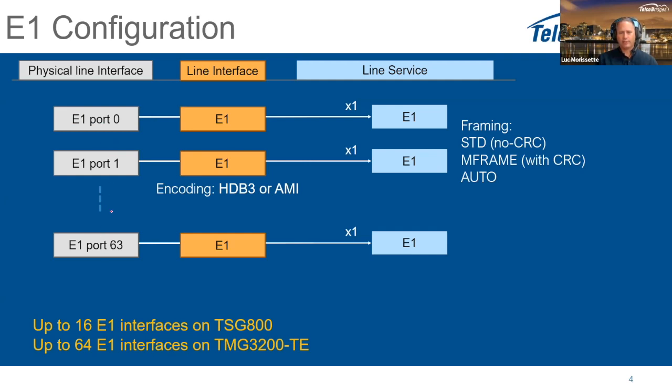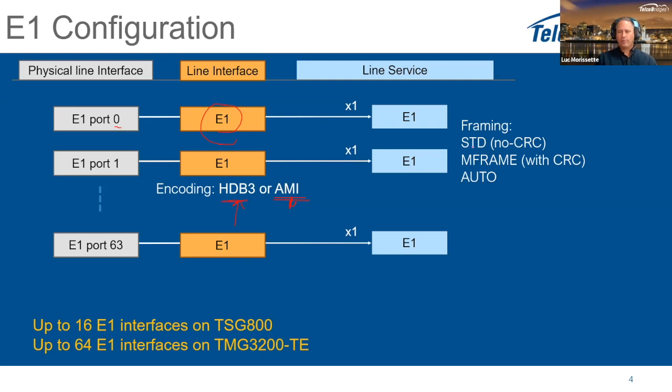So you have all your E1 ports. Again, you can have up to 64 E1 physical ports starting at 0. Then if you want to have E1 on those ports, you can configure the line interface E1. And again, you have two modes of encoding, HDB3 or AMI. I have not seen AMI used on E1, so it should always be HDB3 in that case. Then the line service, the only thing you need to configure here is the framing.